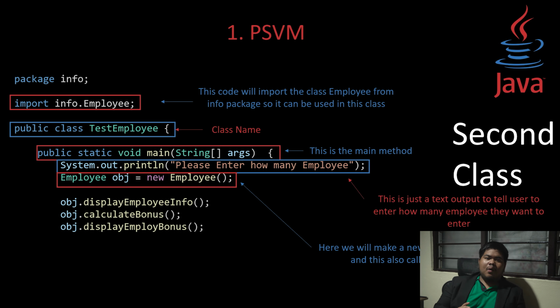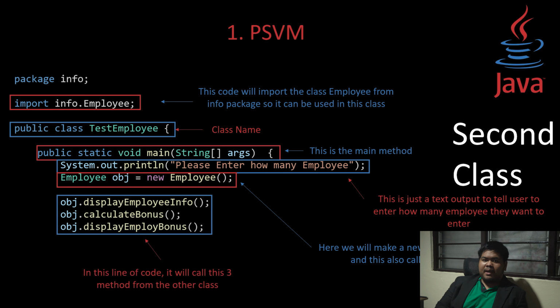Moving on, here we'll be creating an object based on the employee class. This code will call the constructor, so the constructor will be executed and we can input the data. Then this slice of code will call three methods from the other class we have created. Display employee info will display employee info. Calculate bonus will calculate all the bonus based on their rating. And display employee bonus will display their bonus. Now this is the end of the slide. Let's see the coding.